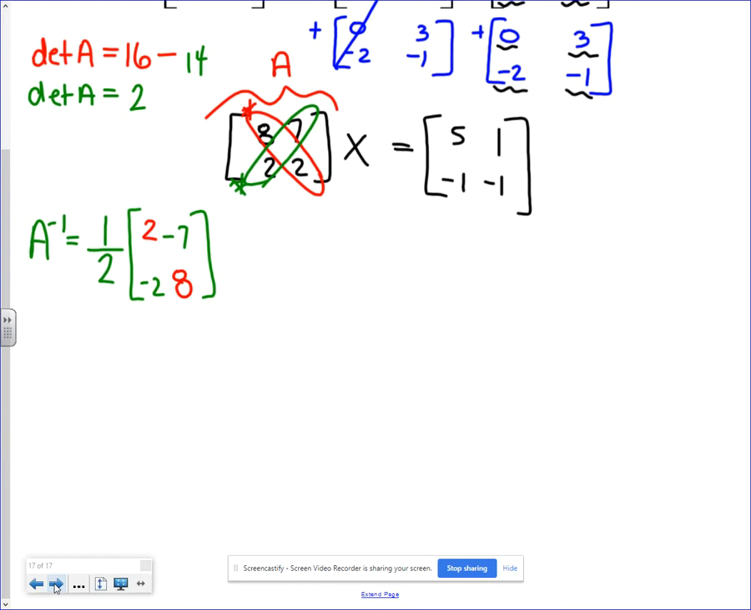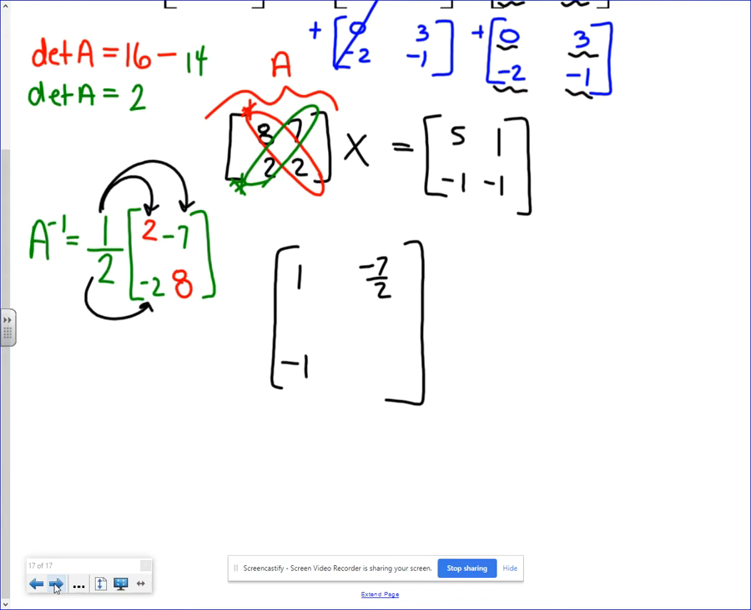So the inverse would be 1/2 times 2 is 1. 1/2 times negative 7 is negative 7/2. 1/2 times negative 2 is negative 1. 1/2 times 8 is 4. So that's the inverse. Then I'm going to take the inverse and multiply it by, we'll call this B. So X will equal the inverse of A times B.